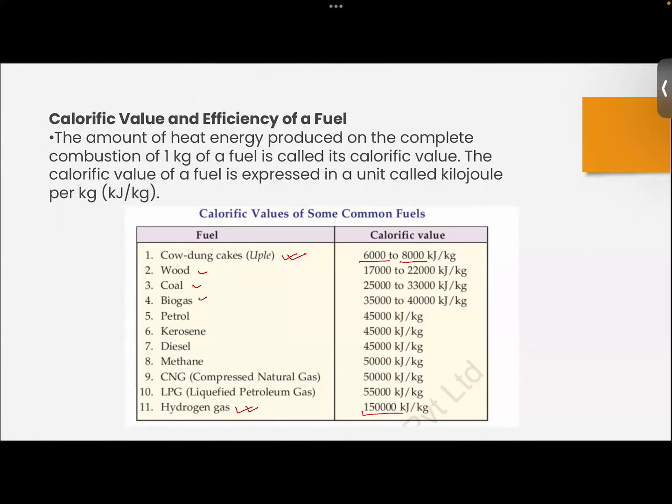1,50,000 kilojoule. So remember, what is a kilojoule? Joule is the unit of heat. We measure heat in joule. So 1 kilojoule means 1,000 joule. That's just a bigger unit of joule.